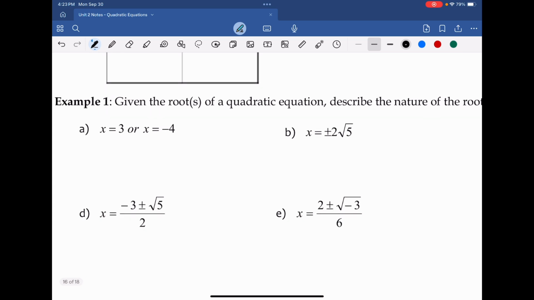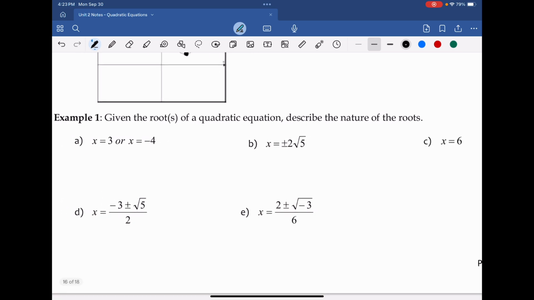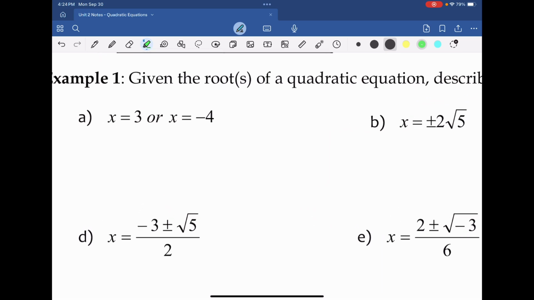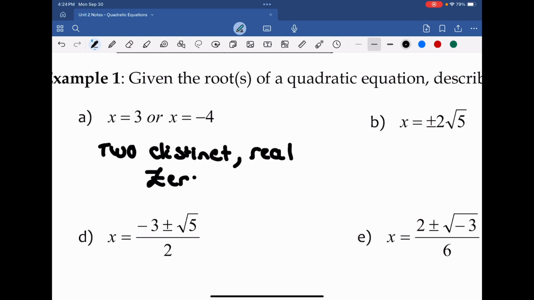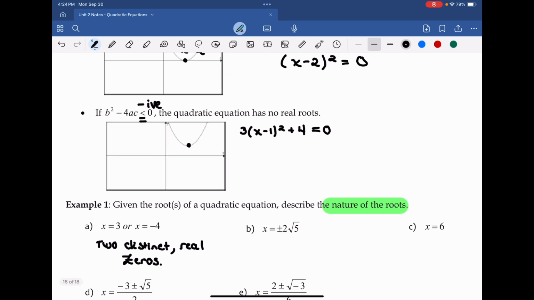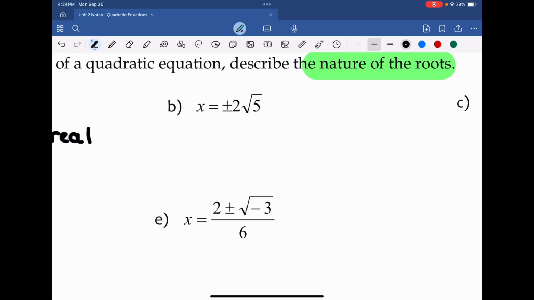All right, now let's look at the following, and based on what they describe in terms of giving us certain x values, what is the nature of the roots? The nature of the roots is just a fancy way of saying how many solutions are there? Is there no real solutions, two real and equal solutions, or two distinct solutions? In the first situation, we have x equals 3, x equals negative 4. Those are two distinct solutions. Therefore, there are two distinct and real solutions. Or you could even say zeros. Two distinct real zeros.